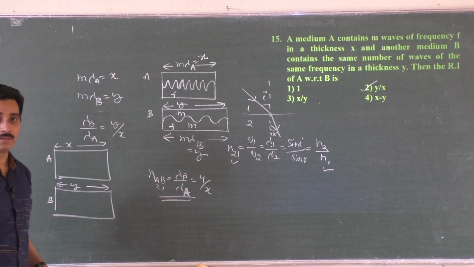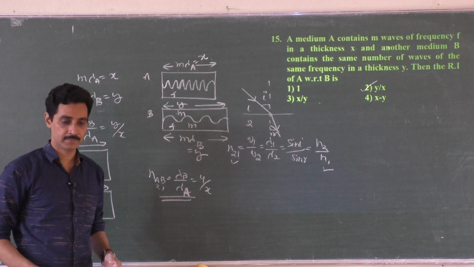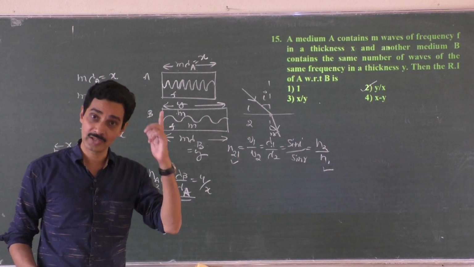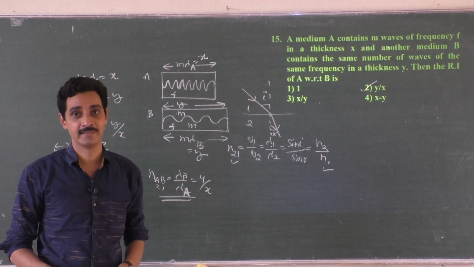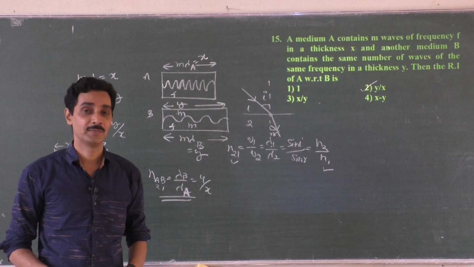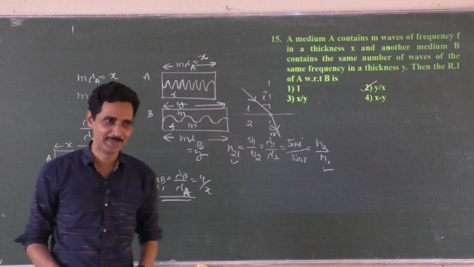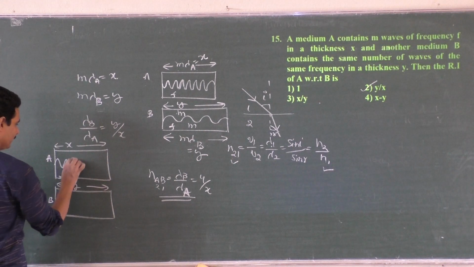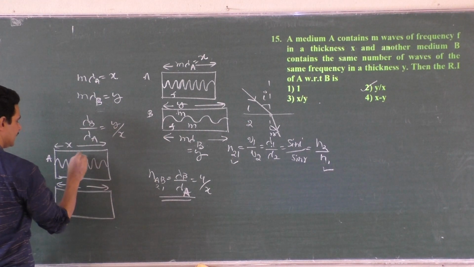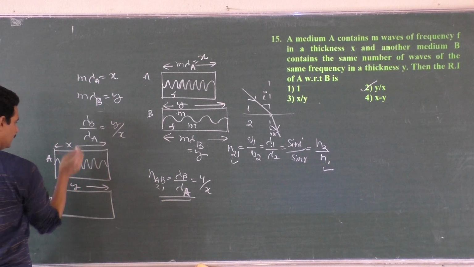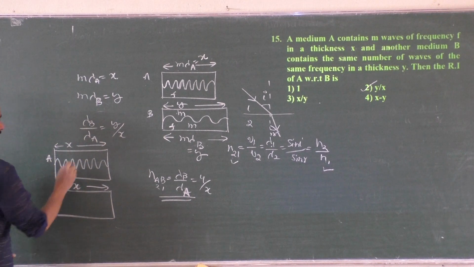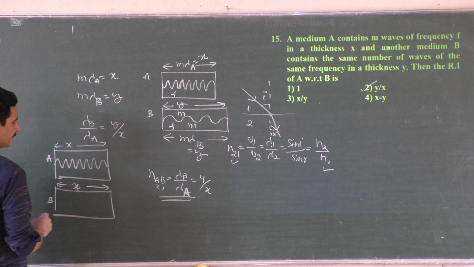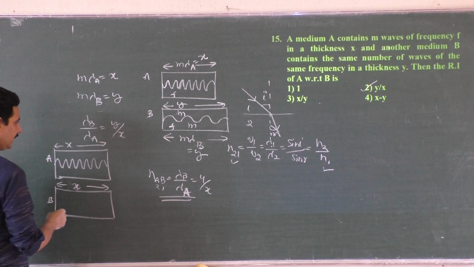Now what is the problem here? The problem is you can't accommodate the same number of waves, right? Your teacher asked you to sit down on the same bench where you were sitting earlier before the Corona holidays. Now 5 people cannot be accommodated. Only 4 may be accommodated, maybe not even 4. So in such a case, both thicknesses are x now, right?